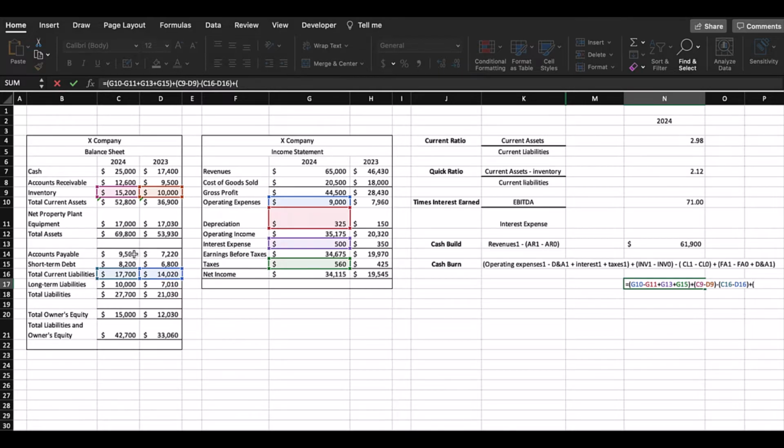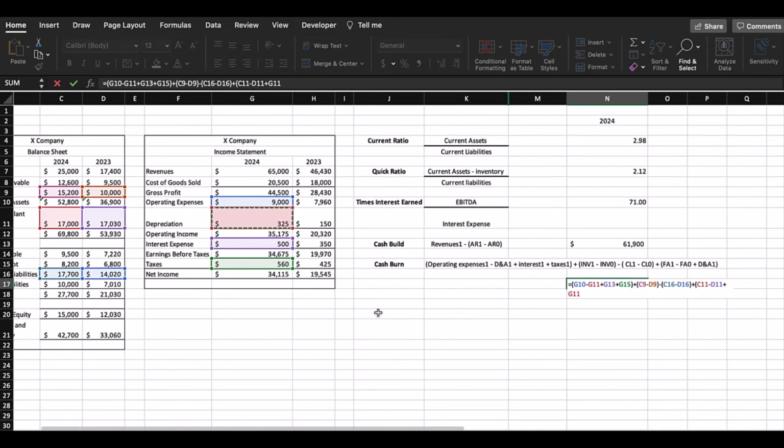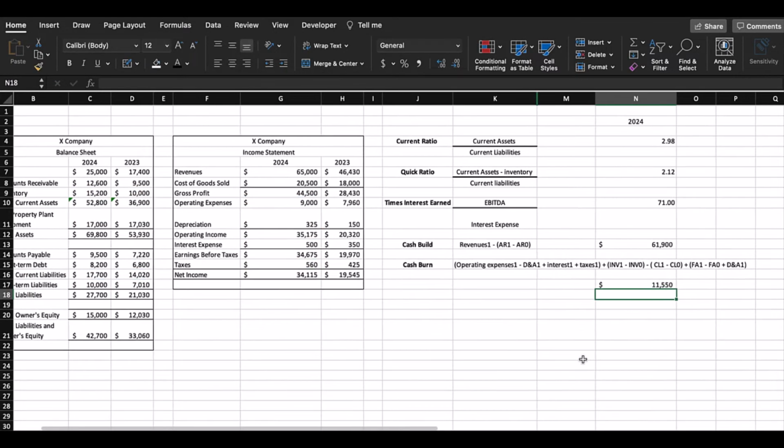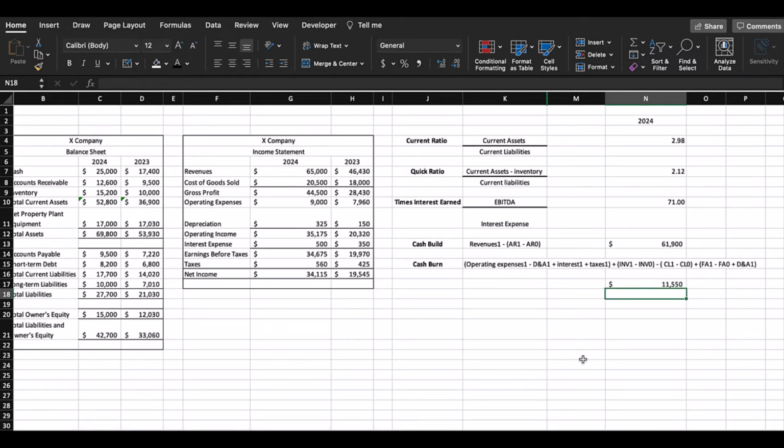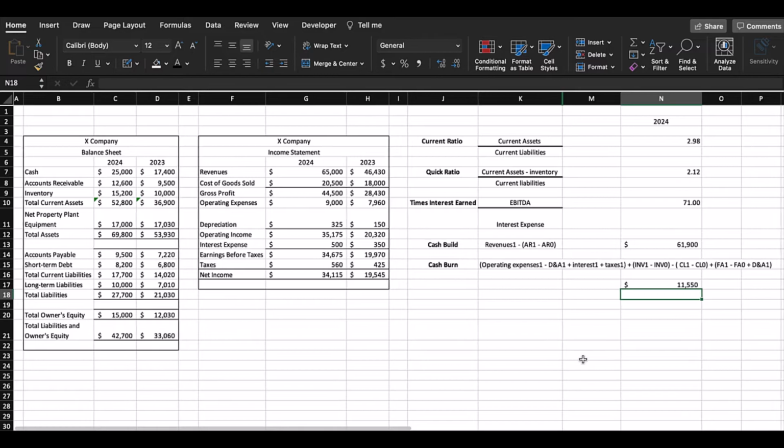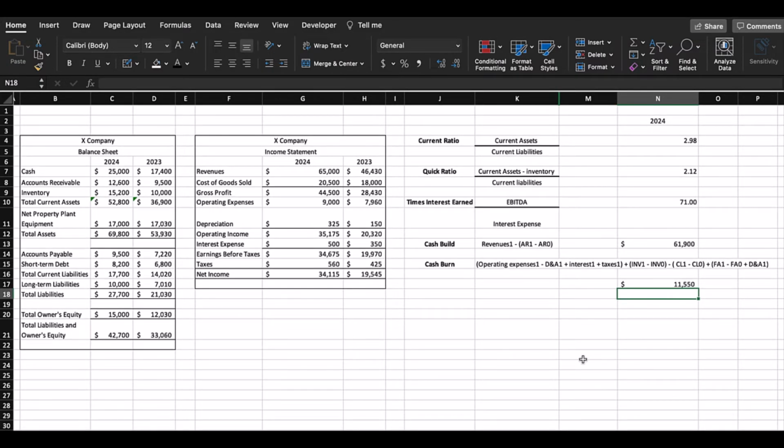Fixed assets are going to be something like plant, property, and equipment. These things are a little more fixed when you compare them to things like accounts receivable. They are a little less liquid and considered to be more of a long-term asset for the company. So then we take our fixed assets 1 minus our fixed assets 0. We add our depreciation back in. And we can see that in this year, the company burned $11,550 of cash. So these are just a few different ways to analyze and look at the liquidity of a company and the ability for them to pay their short-term responsibilities and debts back.